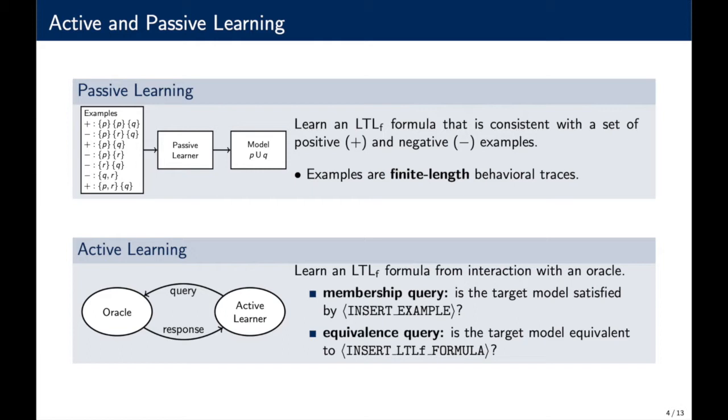In active learning, the learner interacts with an oracle by performing two types of queries. Membership queries ask whether the target model is satisfied by a certain example. The oracle can answer yes or no. Equivalence queries ask whether the target model is equivalent to a certain LTLF formula. If the oracle answers yes, then we are done. We have learned the model. Otherwise, the oracle responds with a counterexample.